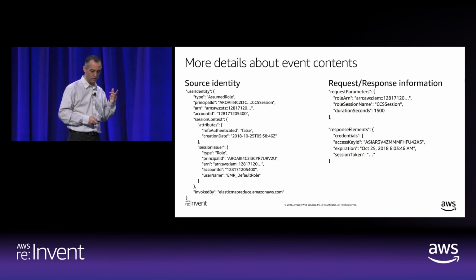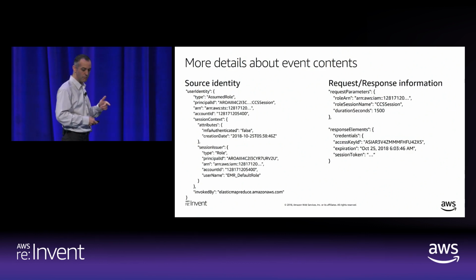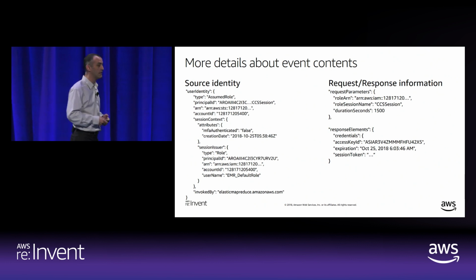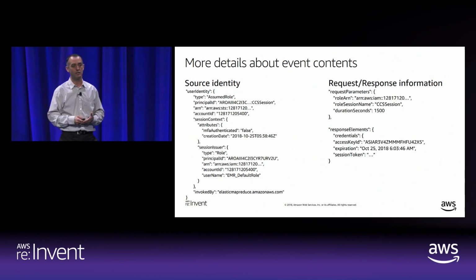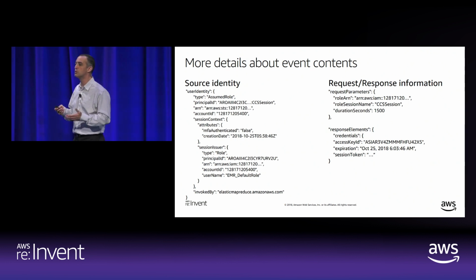Let's dive into two areas here where we have more complex objects. The source identity contains a lot of additional information. You can tell not only the principal and the ARN of the identity that was invoking the call, but you can tell other things, like whether or not that particular identity was MFA authenticated at the time of the call. You can also determine if this was executed as an assumed role.